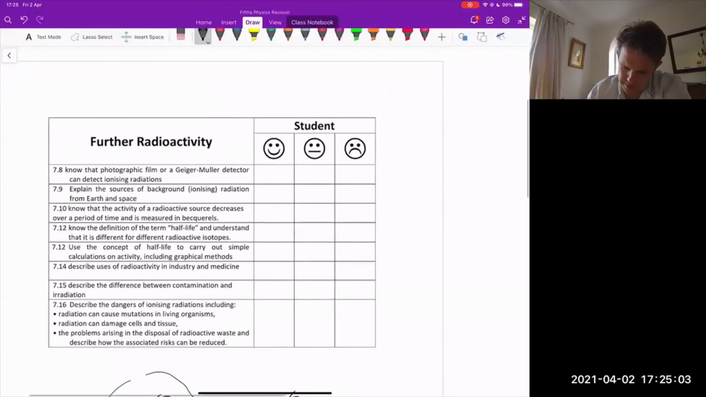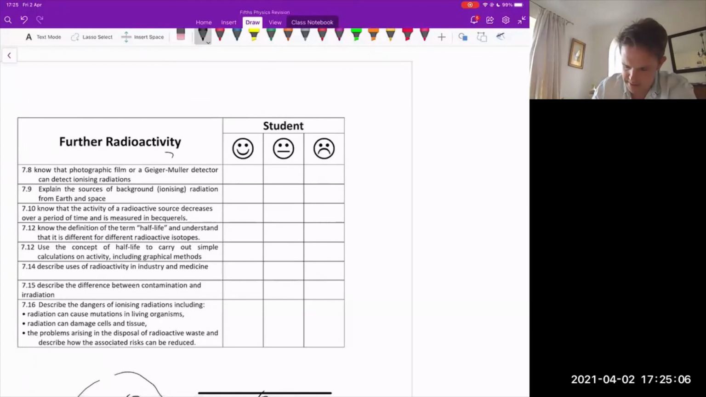What else could I do? Okay, since there are no questions, let me take this one. So let's talk about a Geiger-Müller tube just for a minute.